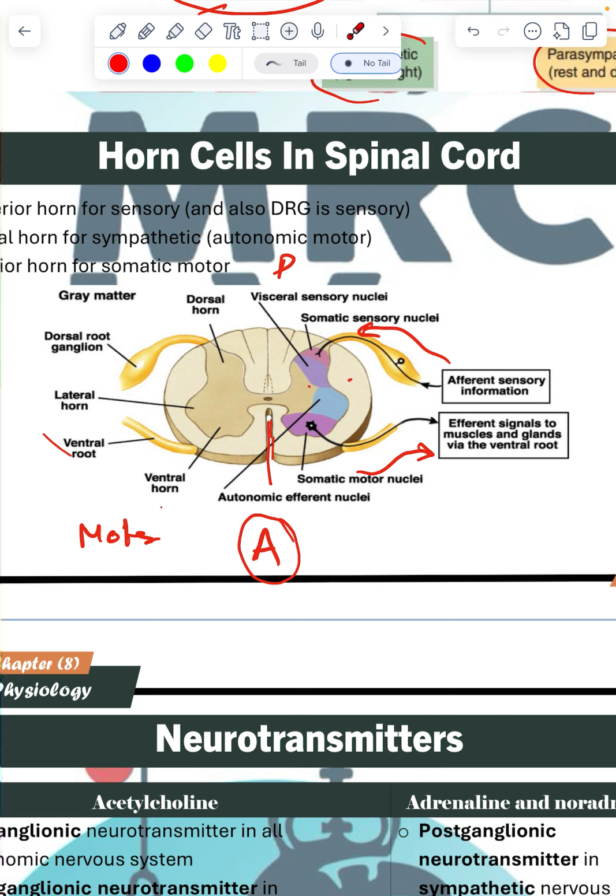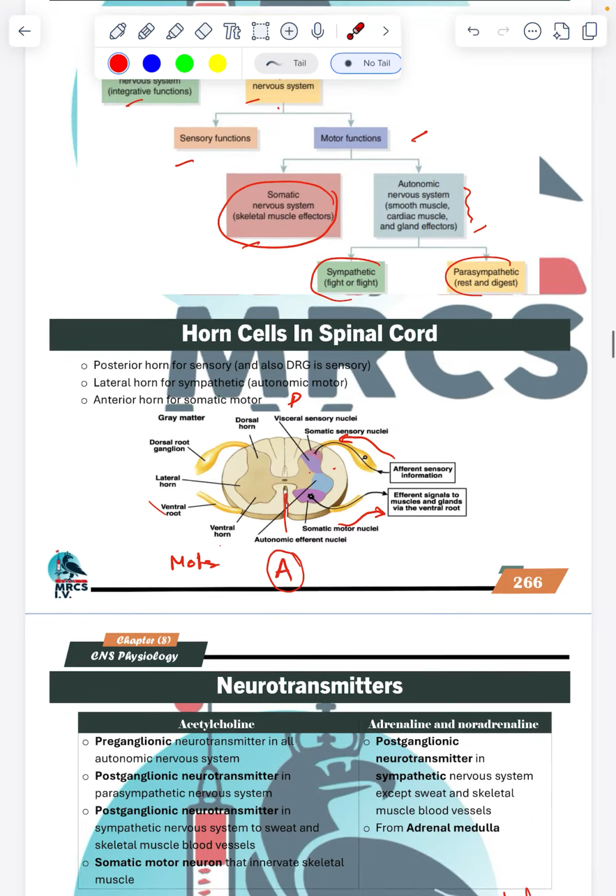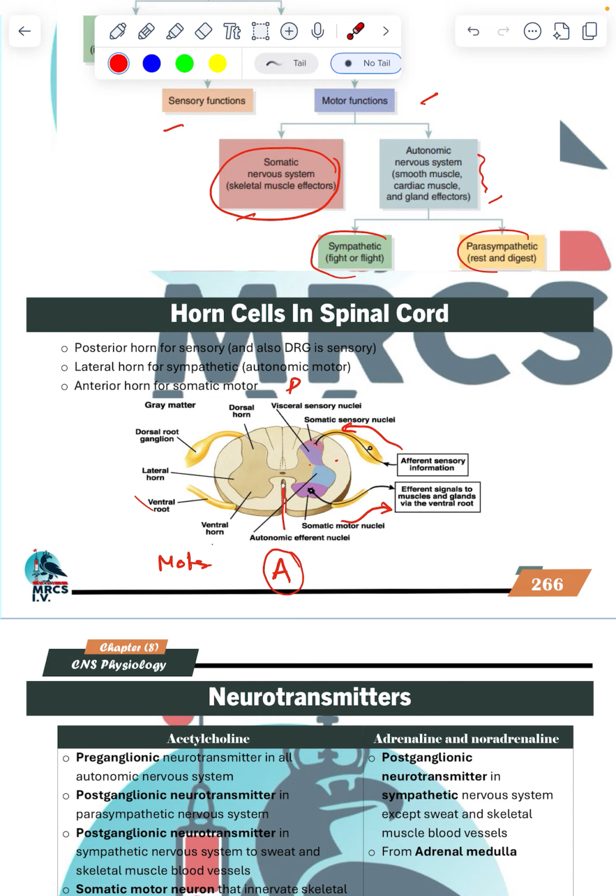So from the muscles, pain, vibration, all these come from the posterior. This is the lateral horn. Most of the time temperature and pain is supplied from this lateral cord, autonomic efferent. The dorsal root ganglion is present in the posterior, forming the spinal arc. So the posterior horn is for sensory, the lateral horn for sympathetic autonomic, and the anterior horn for somatic motor. Most of the time lateral is for the autonomic.